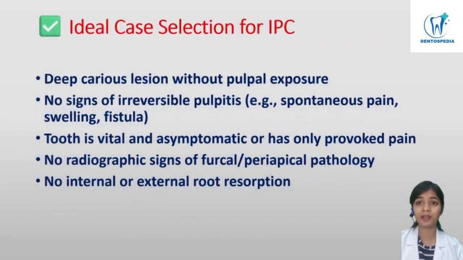Now, the core principle is that the deepest layer of the carious dentine, which is hard or leathery, is often affected or demineralized, but not infected. Removing this final layer risks accidental exposure of a healthy pulp.